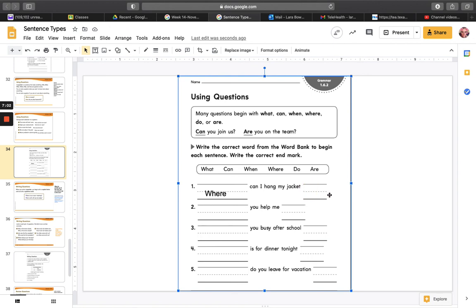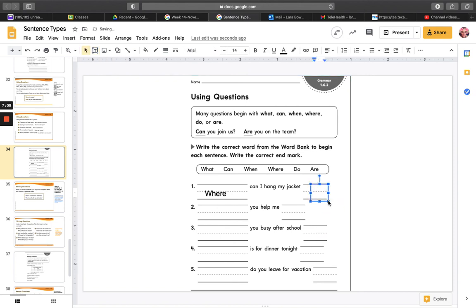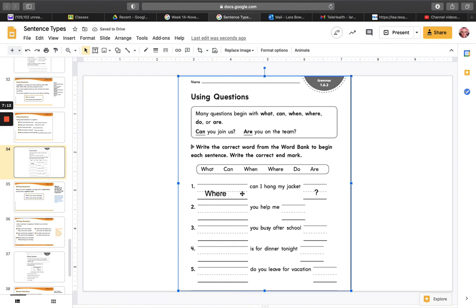And what do I put at the end of a question? I put a question mark. So at the end of this question, I would put a question mark. So that's how you do that. So I use this one. I want you to pick the correct question word to fill in these blanks, and remember to put your correct punctuation, your question mark.